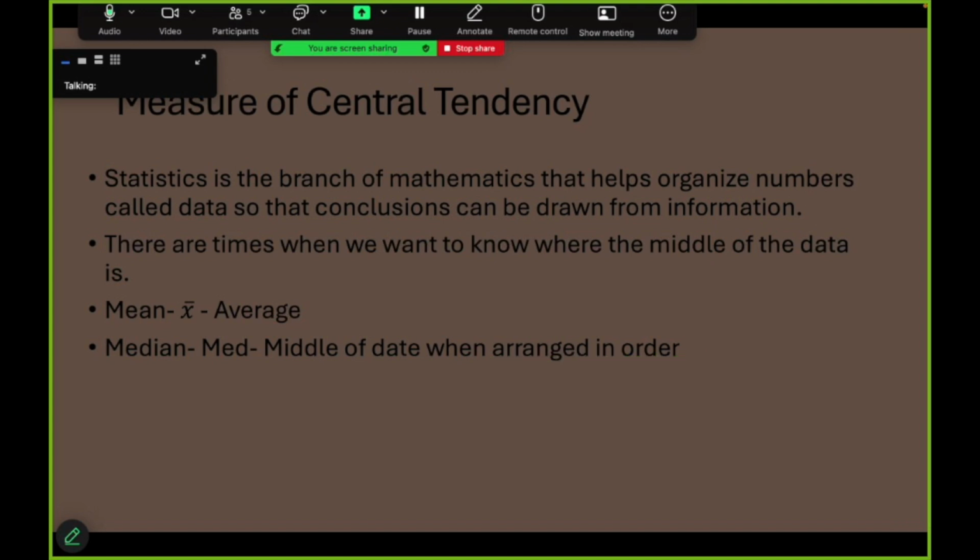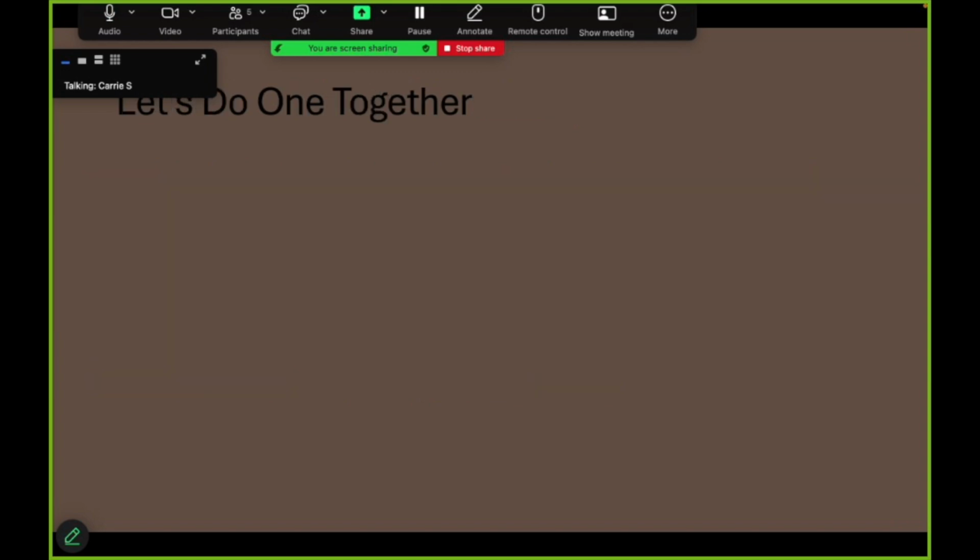The last is called the mode, and this is the easiest. Its symbol is just the capital letter M, and for this you just look through the numbers and find the number that happens to be represented the most number of times. So we're going to do an example. Get your calculators out. You don't have to use your calculator, but we're doing this one together.